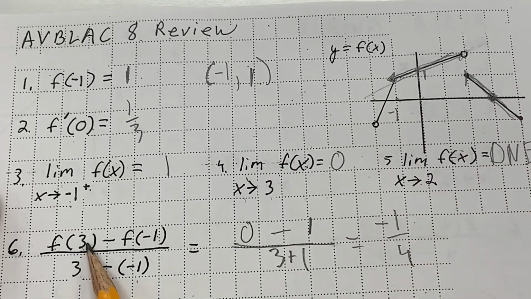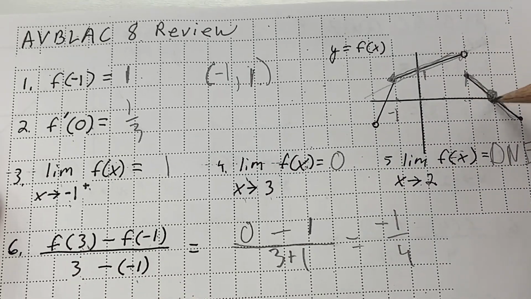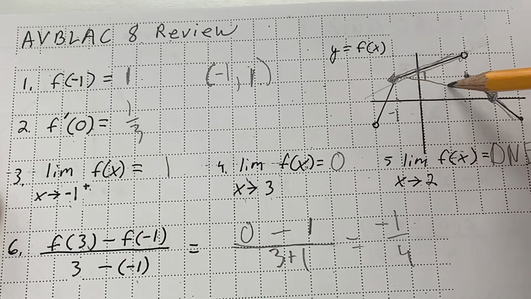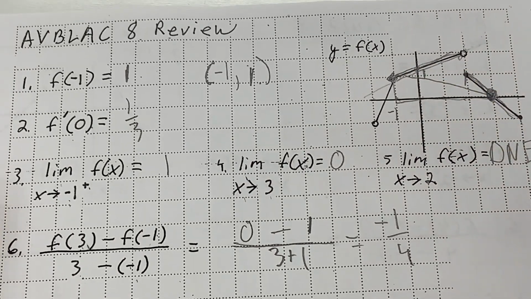Let's just pop the dot at 3 and negative 1. So over here at 3, 1, 2, 3. Over here at negative 1, if I were to connect those dots, notice my slope would be down 1 over 1, 2, 3, 4. 2 ways to do it.